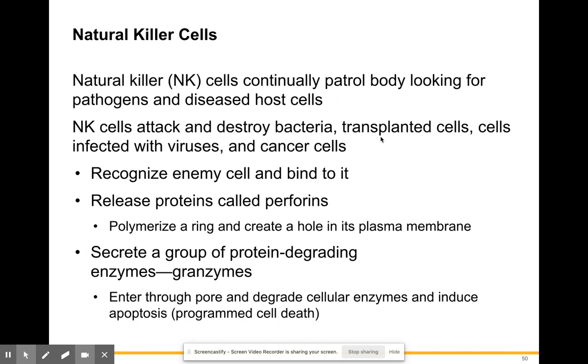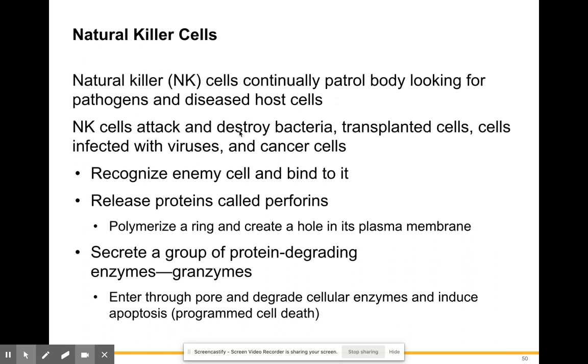Your natural killer cells do not know the difference between a bacteria necessarily that's trying to infect you, or, you know, a liver transplant that you received in the hospital. All that natural killer cell knows is that these cells are not part of you. They weren't part of you a minute ago. Now they're inside you. They could potentially make us sick. We got to kill it. Okay. They can destroy cells infected with viruses. They've even been known to destroy cancer cells. And we'll talk about that as well.